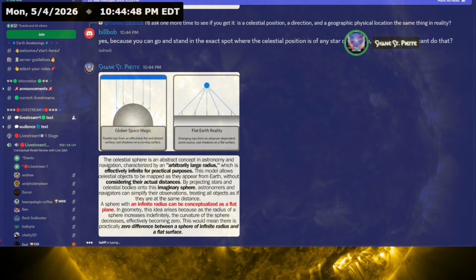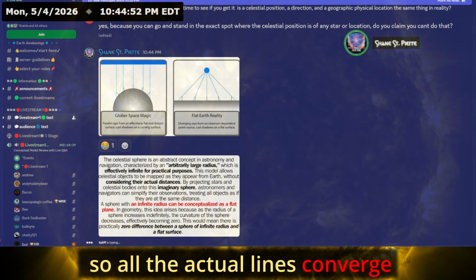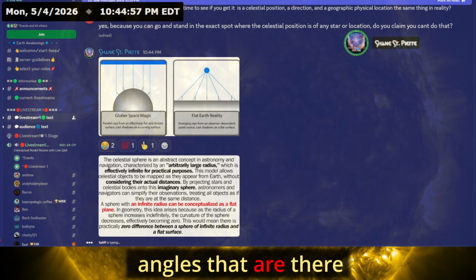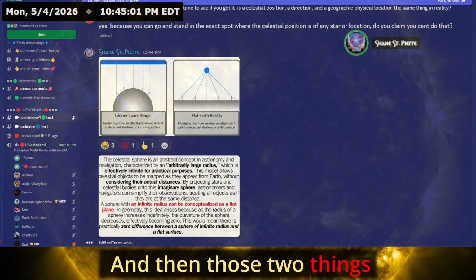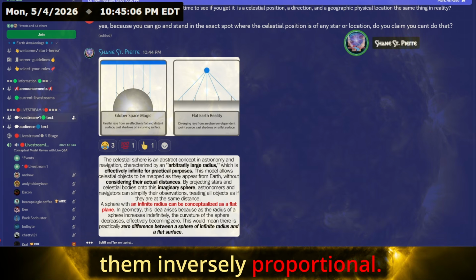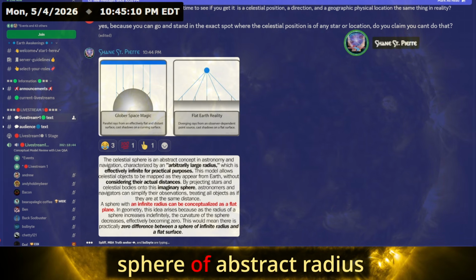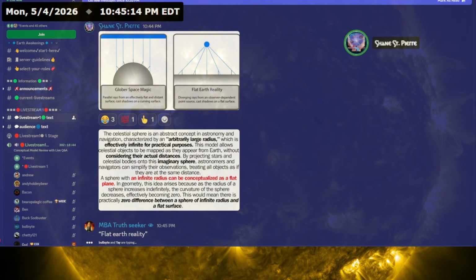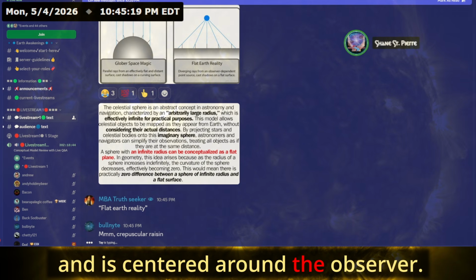Like this meme in chat, you can make everything at an infinite distance, so all the actual lines converge somewhere distant that you can't ever verify, or the actual parallel angles that are there that you can see, corpuscular rays and such. And then those two things are equal as observations, but the coordinate system is what makes them inversely proportional. So when you say the celestial sphere, I love that argument because it's a sphere of abstract or infinite radius centered around the observer, literally a hemisphere. The part of the celestial sphere is everyone only sees a hemisphere. It is centered around the observer.